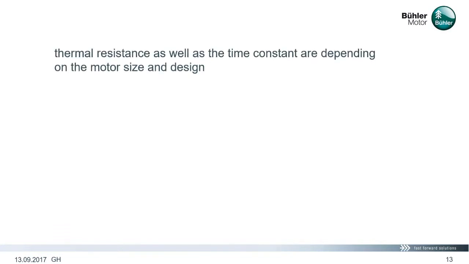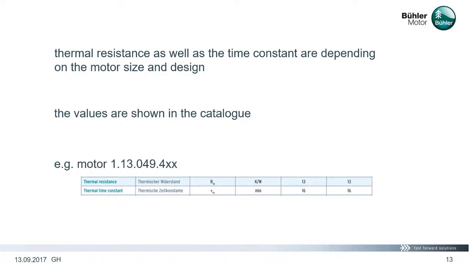Thermal resistance as well as the time constant depend on the motor size and design. Values are shown in the catalog. Here you see the values for the motor 1.13.049.400, where we see the thermal resistance RTH of 13 Kelvin per watt and the thermal time constant tau TH of 16 minutes.